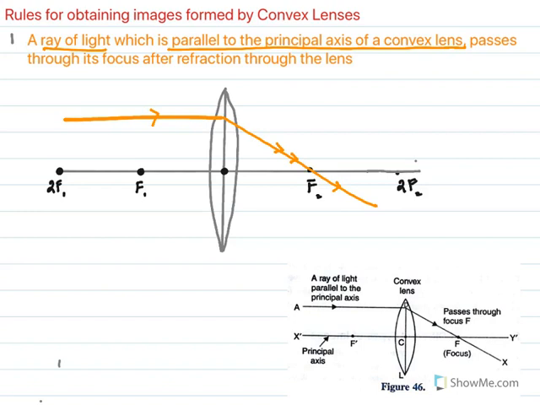Here I've drawn it again. This is a ray that is parallel. After refraction, it always will pass through the focus. Even if you take a ray, say down here, a ray that is parallel, after refraction it will pass through the focus on the other side. This is rule number 1.